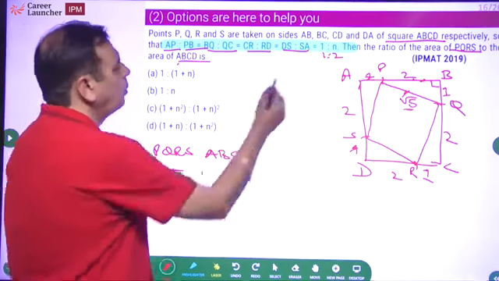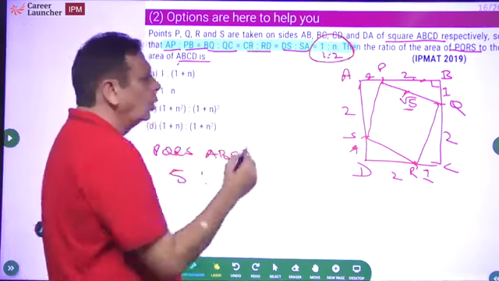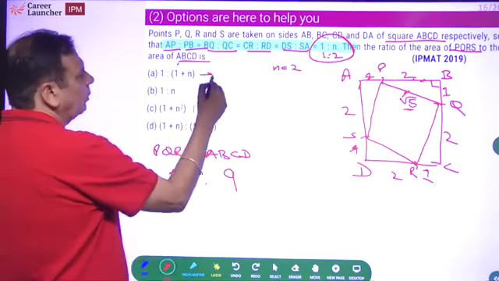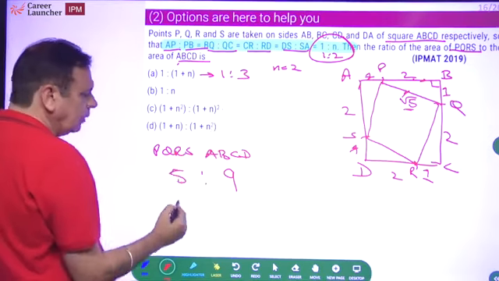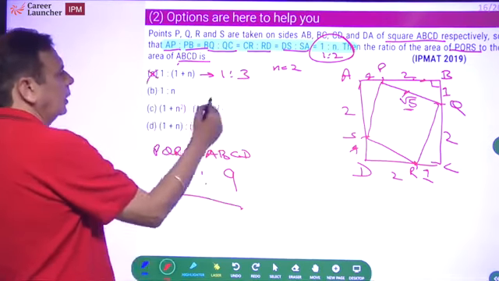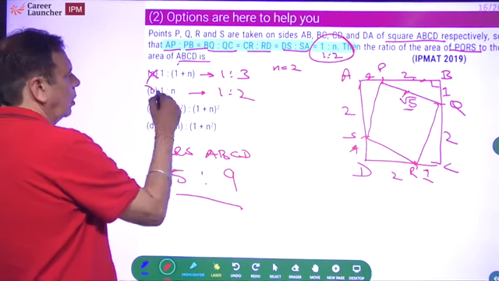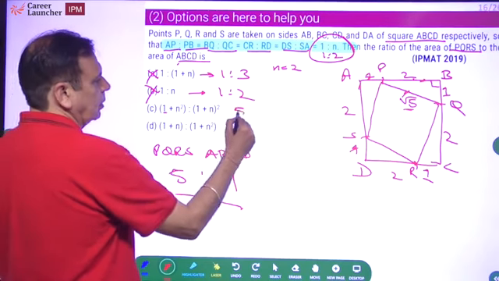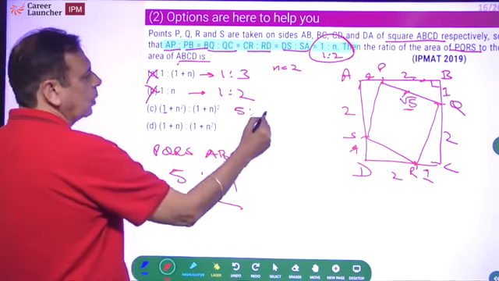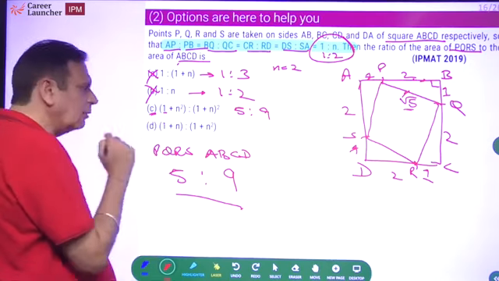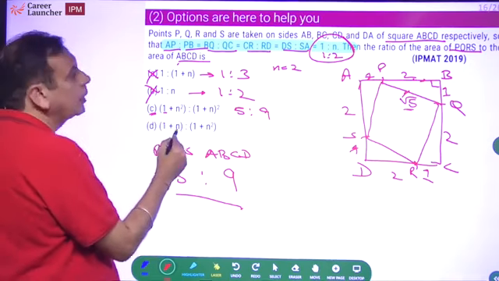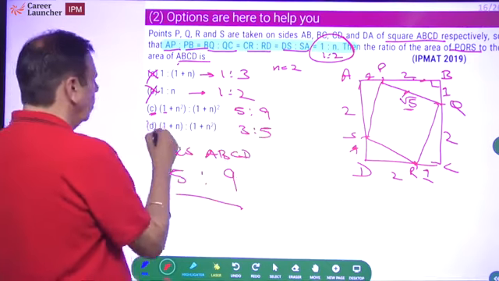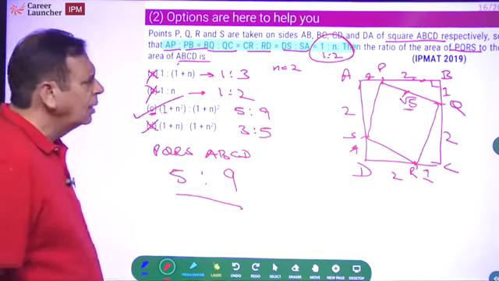5:9. Now what to do? Put n equal to 2. We took n equal to 2, right? So, put n equal to 2 and check what you get. In this choice, if I put n equal to 2, what we get is 1:3. This is wrong. We need a ratio of 5:9. This is 1:2. Wrong. This is 1 plus 2, 4, 5 is to 2 plus 1, 3, 3 square 9. This is correct. But verify the fourth choice also. What is the fourth choice? 1 plus 2, 3 is to 2 to the 4 and 1, 5, 3 is to 5. Wrong choice. Correct answer, choice C.